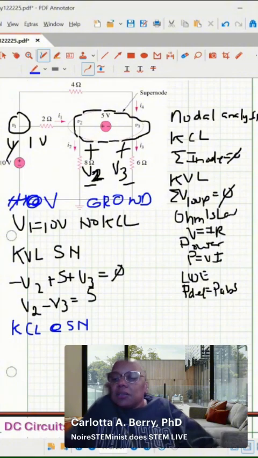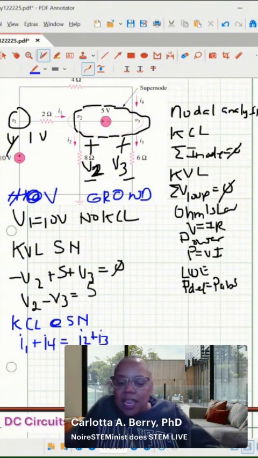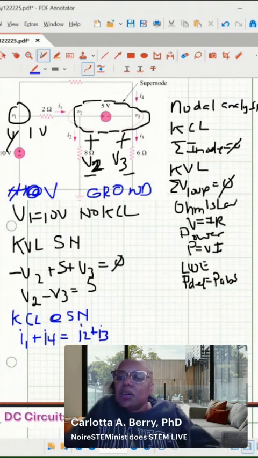All right, so KCL at the supernode means I'm going to sum the currents into and out of the node. So what you're going to see, they're labeled for us. The current into the node is I1 plus I4. The current out of the node is I2 plus I3.